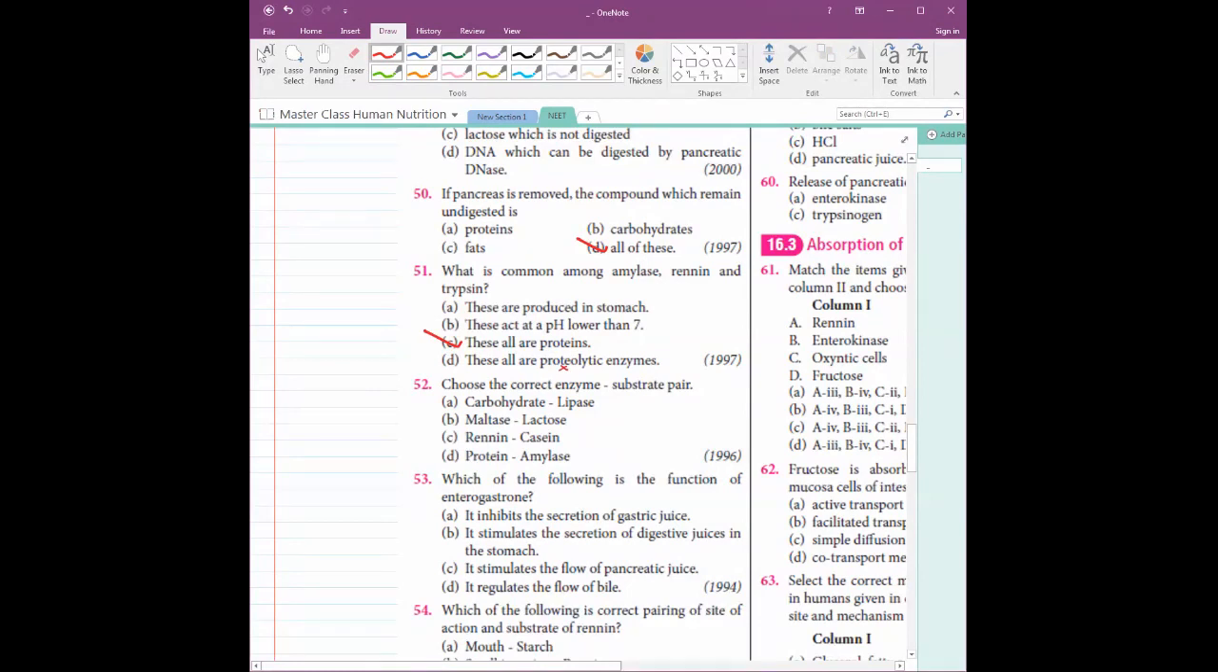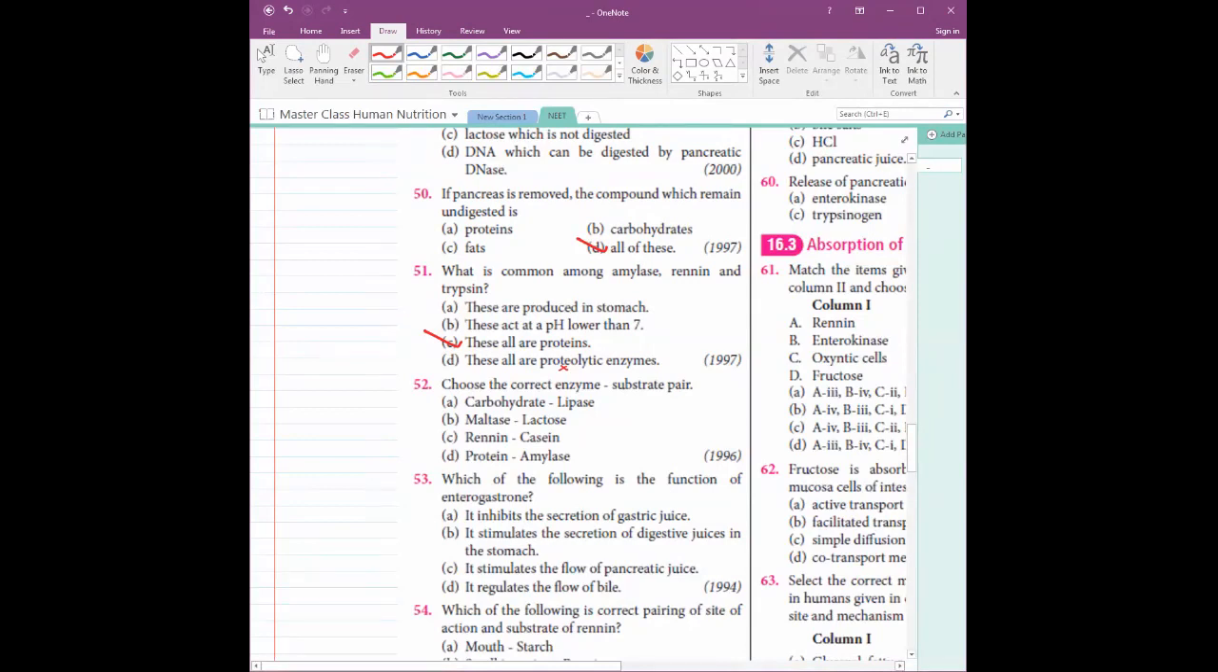But now, guys, if you remember, we have said all enzymes are proteins, and because they are proteins, they are denatured on heating. So guys, remember this. So all of them, they are proteins only.